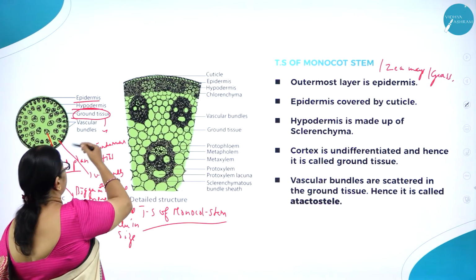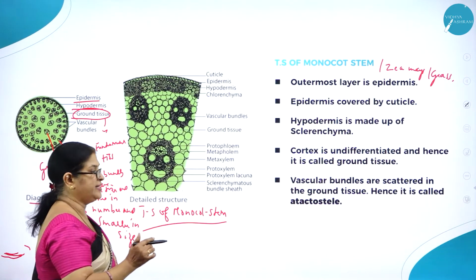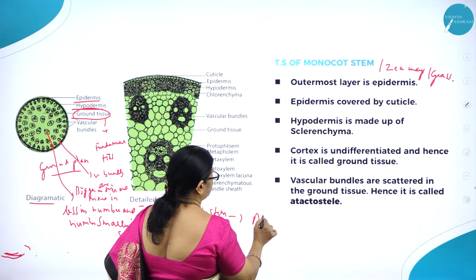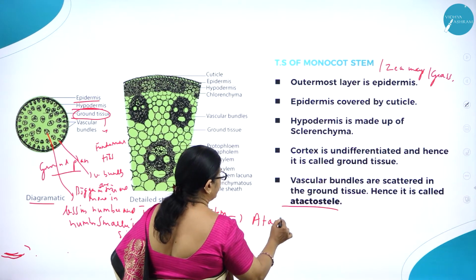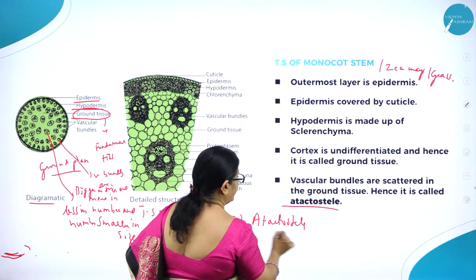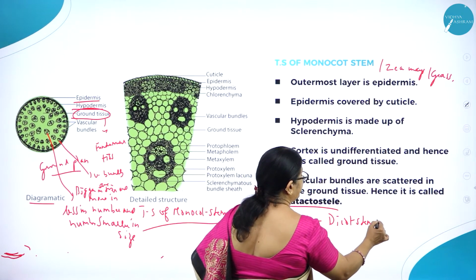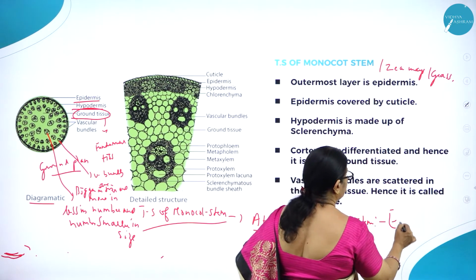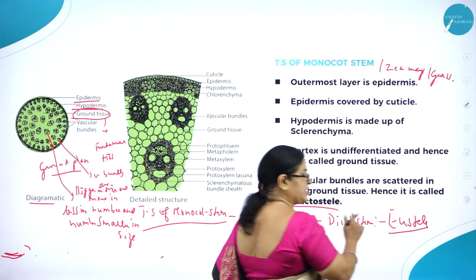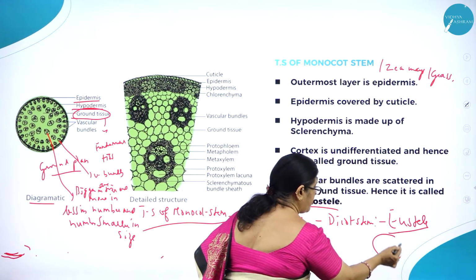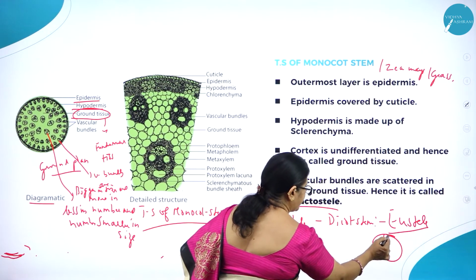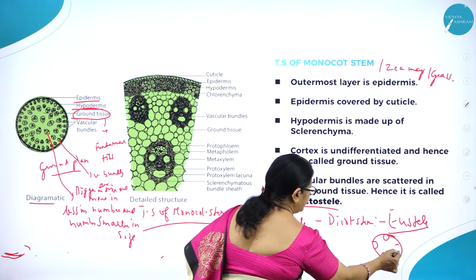So here you can see the vascular bundles are just scattered. So it is called atactostele. Here you can see atactostele. In dicot stem, it is eustele. That is, the vascular bundles are arranged in the discrete form of a ring. Here you can see they are arranged in the form of a discrete ring.